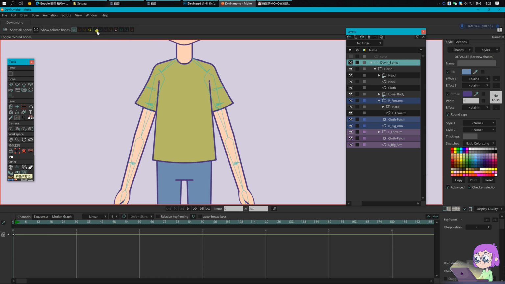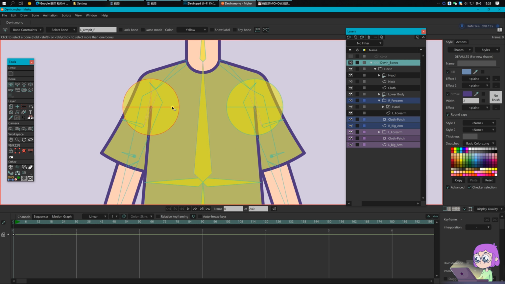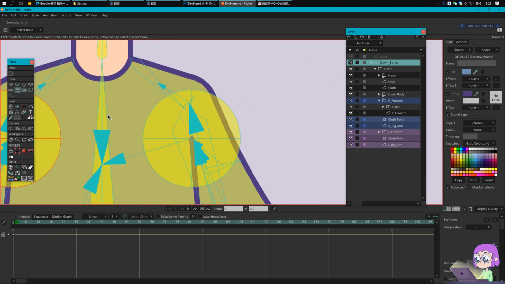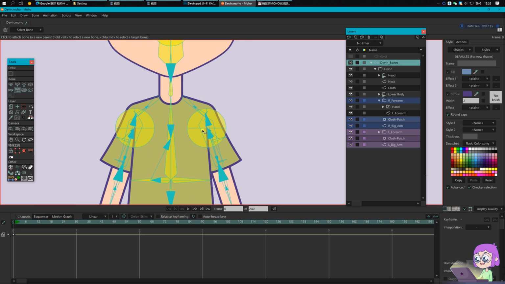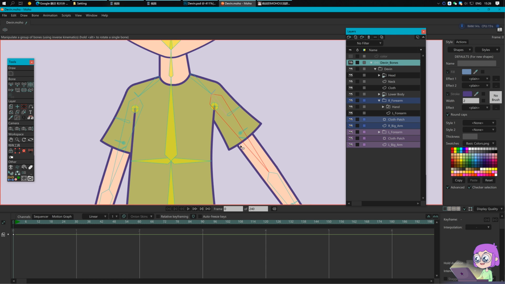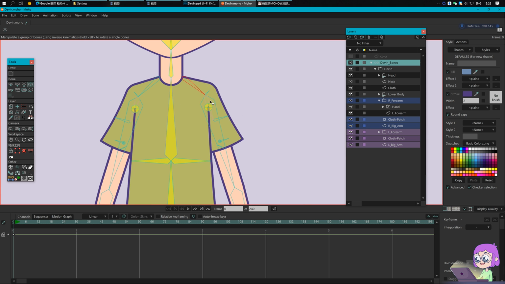Now show the bones of the clothes. Connect the armpit bones to the shoulder bones. Let the armpit move with the shoulder, and I can also control the position of the armpit.